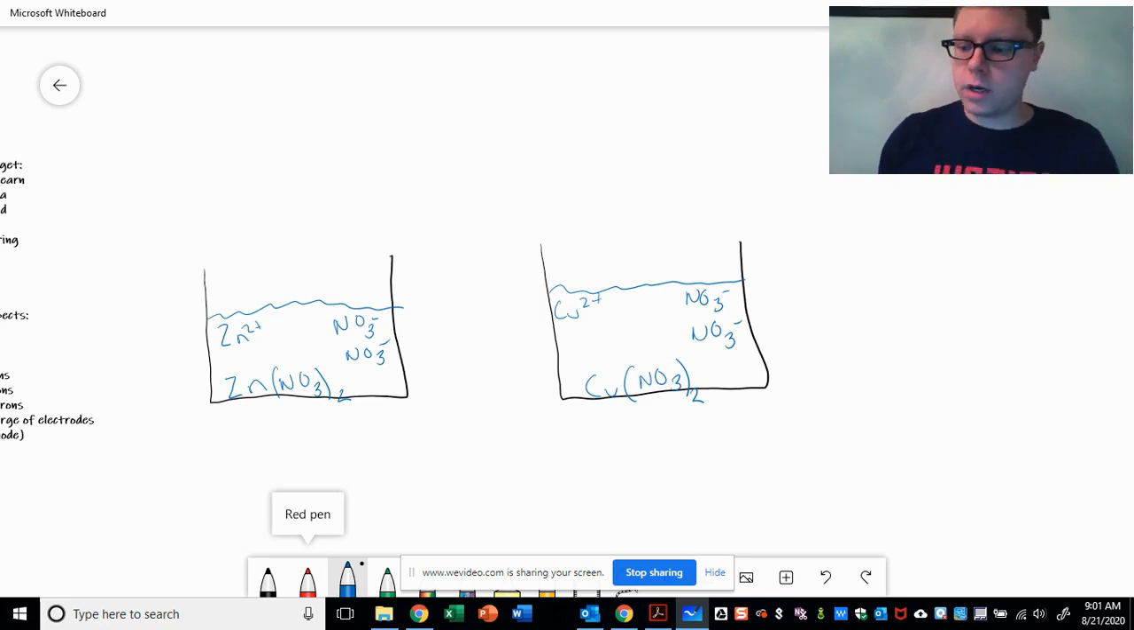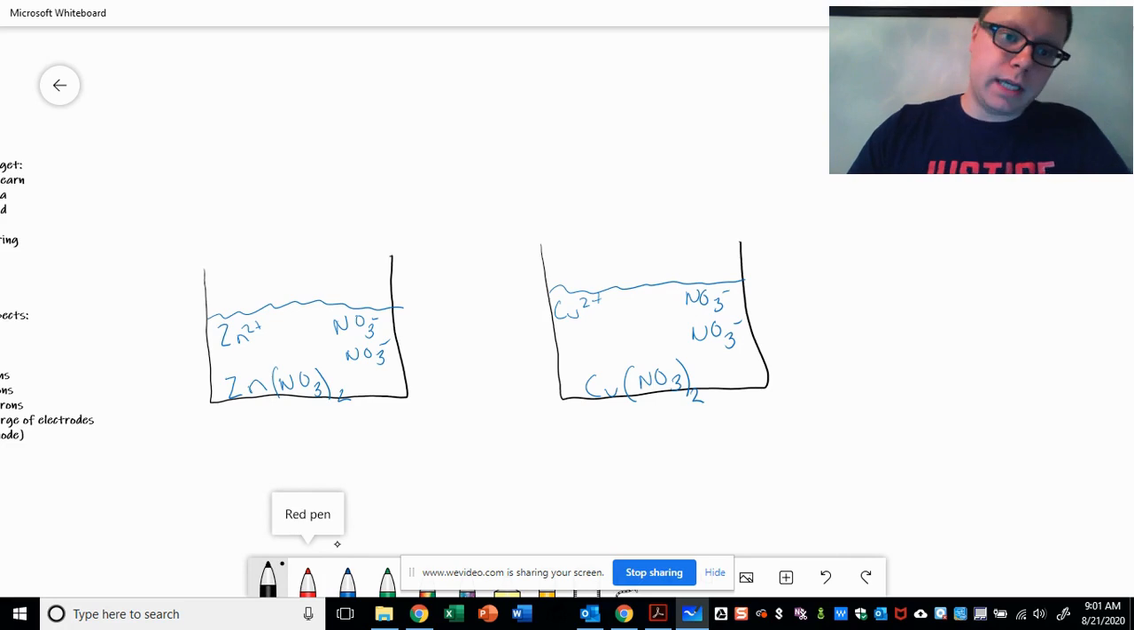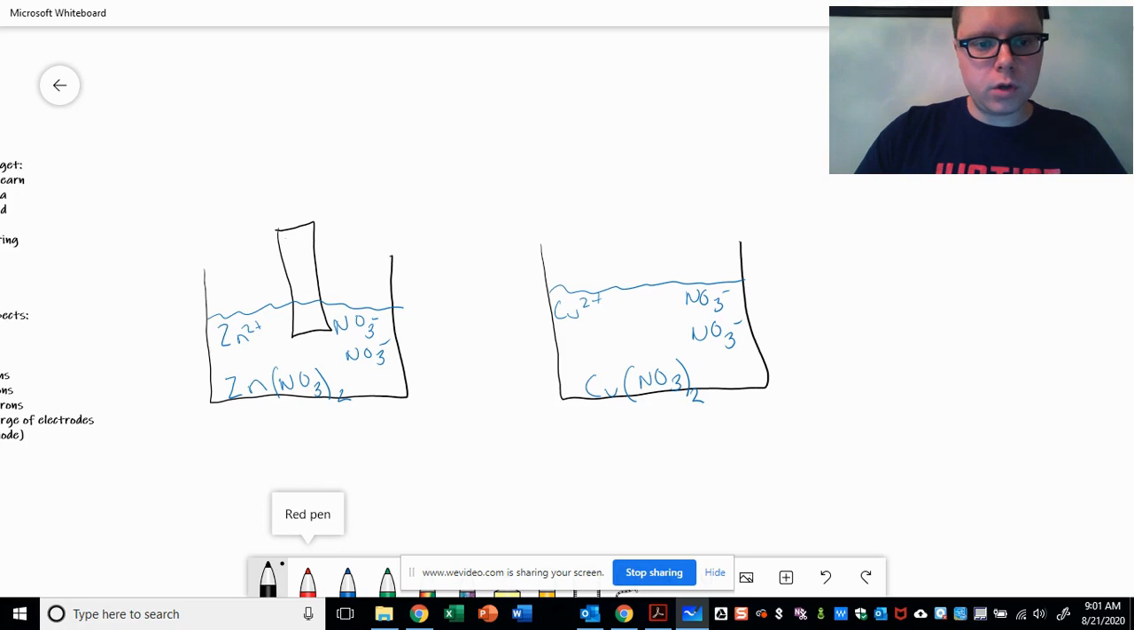All right, one of the first aspects that we need to add in are our metal electrodes. Literally, it's just a chunk of metal that you're going to throw in here. It could be a metal bar, it could be a metal plate, whatever. And this one, since it's in the zinc nitrate solution, we are going to make it a piece of zinc. Over here, it's going to be very similar, and it's going to be a bar of copper since it's in the copper nitrate solution.